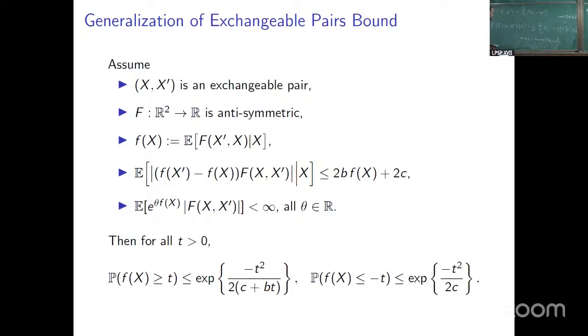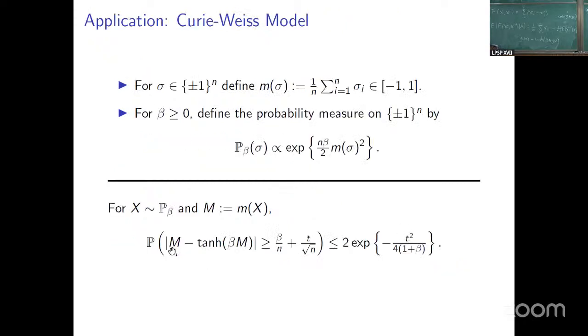Okay? That's not what we want. We wanted our little f of x. So that's what our f of x is. We want our little f of x to be just the magnetization minus tangent of beta m. But actually, this thing is only off by 1 on n from the magnetization. So we can replace this by tangent of beta m at cost of beta on n. Why is that? Because tanh is Lipschitz.